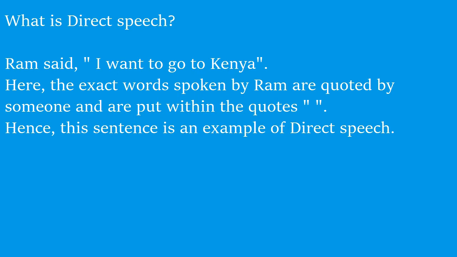Whatever Ram said has been written down or has been spoken in the exact same manner as Ram said it. Ram must have said, "I want to go to Kenya," for himself. And now somebody has written it down on a piece of paper, or somebody else is telling it to someone else in the exact same words. Hence this is an example of direct speech. You can see that there are quotes which are quoting what Ram has said. So this is direct speech.